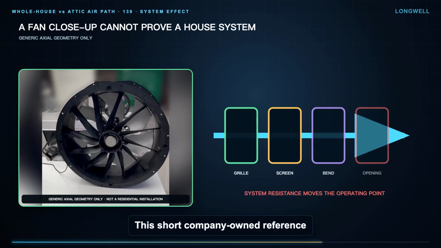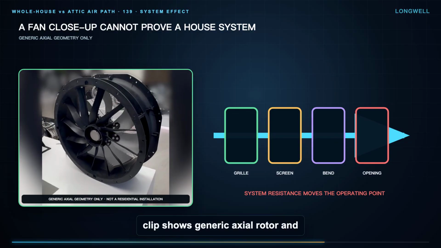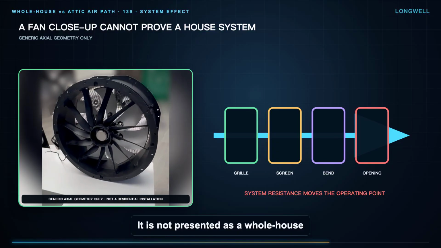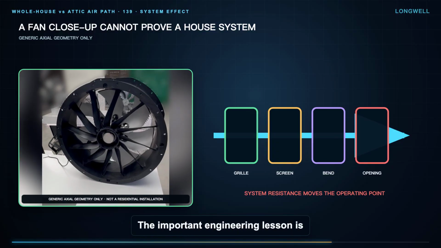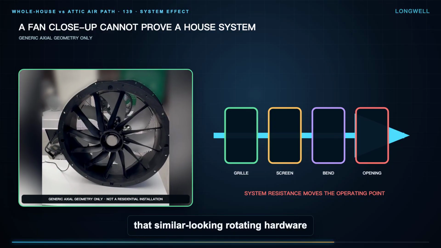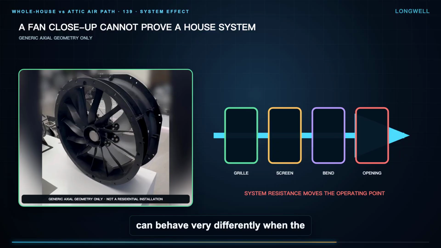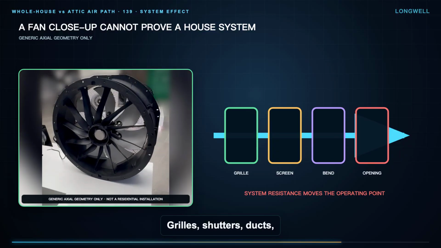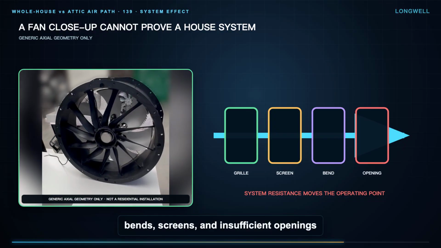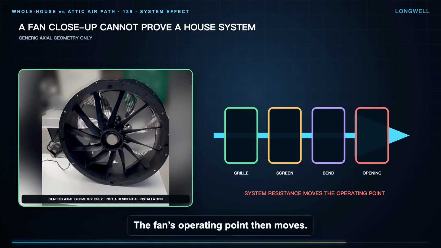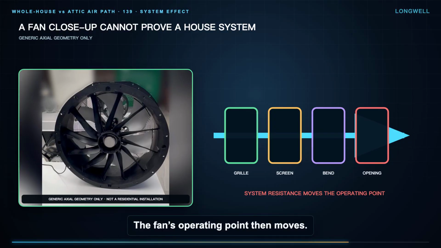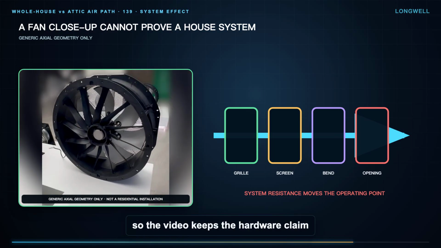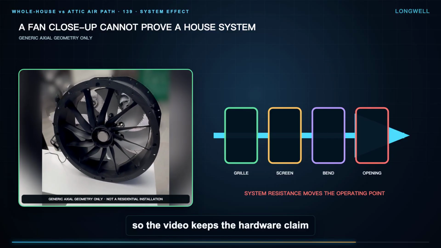This short company-owned reference clip shows generic axial rotor and housing geometry. It is not presented as a whole house fan or an attic fan installation. The important engineering lesson is that similar looking rotating hardware can behave very differently when the surrounding system changes. Grills, shutters, ducts, bends, screens, and insufficient openings add resistance. The fan's operating point then moves. A product close-up cannot establish the airflow through a home, so the video keeps the hardware claim deliberately narrow.